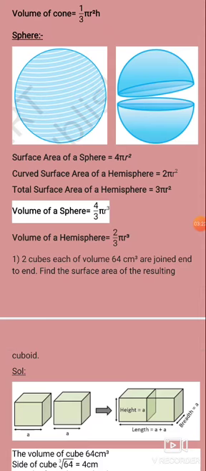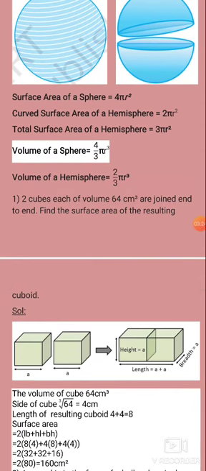So first, given the volume of the cube is equal to 64 centimeter cube. So side of the cube is equal to what? Cube root of 64, which is equal to 4 centimeter. Now the cubes are joined together. So the length of the resulting cuboid is what? 4 plus 4 is equal to 8.